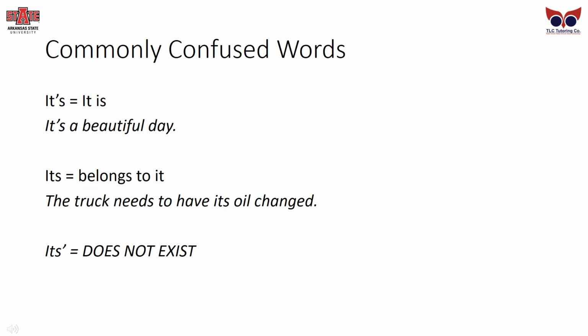Beware of commonly confused words. It's, with an apostrophe, means it is. For example, it's a beautiful day. Its, without an apostrophe, means belongs to it. The truck needs to have its oil changed.